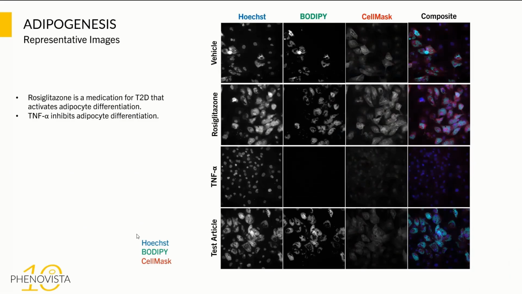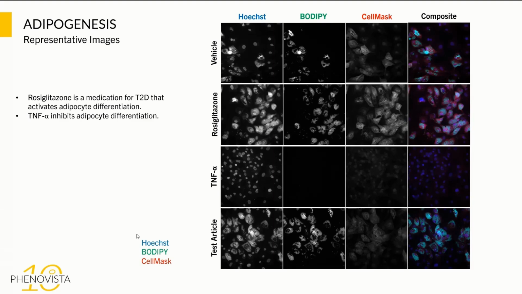The controls we had here were rosiglitazone. That's a medication that's used for type 2 diabetes, and it activates adipocyte differentiation. So that's our positive control for differentiation. We also had TNF alpha, which inhibits adipocyte differentiation. So that's our control for inhibiting the process. And then we ran these alongside of our client's test article.